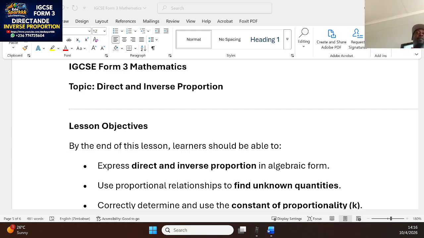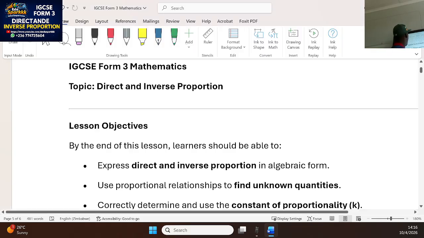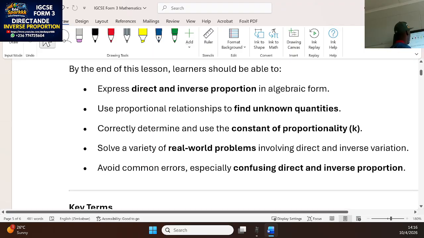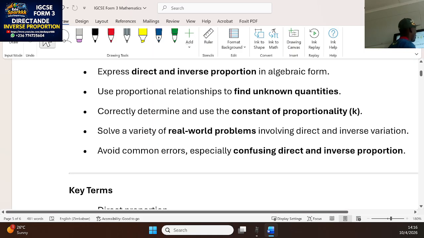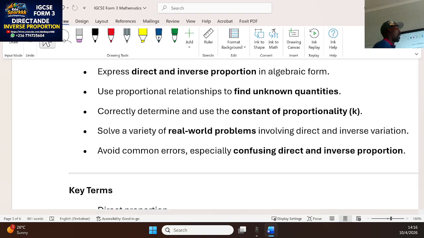All right, afternoon, folks. This time around, we are interested in direct and inverse proportion. This touches on IGCSE Form 3 mathematics. By the end of this discussion, we are expecting to be able to express direct and inverse proportion algebraically, and also use proportionality relationships to find unknown quantities.